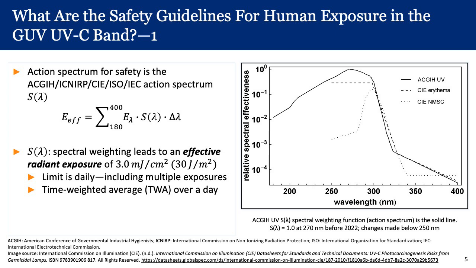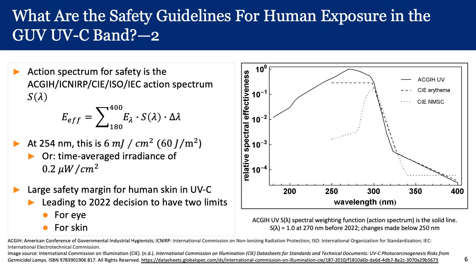So if you had a single emission like an LED at 270 nanometers, the peak of that solid curve, your permissible limit is 3 millijoules per square centimeter, which works out to be 0.1 microwatt per square centimeter over an 8-hour period, time-weighted average. If expressed in joules per square meter, as sometimes done when you're talking about outdoor sunlight exposure, it would be 30 joules per square meter.